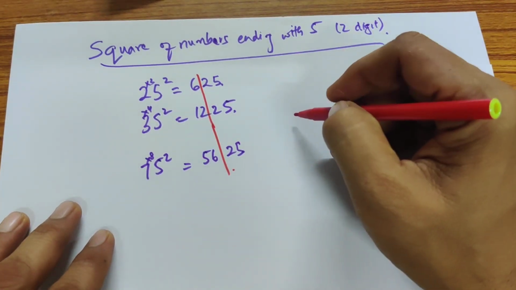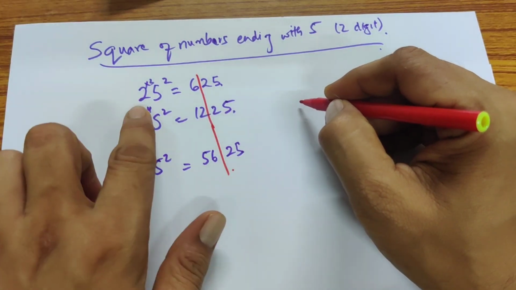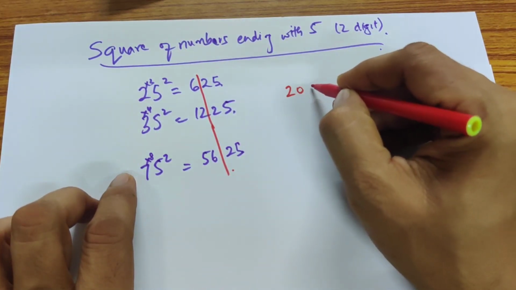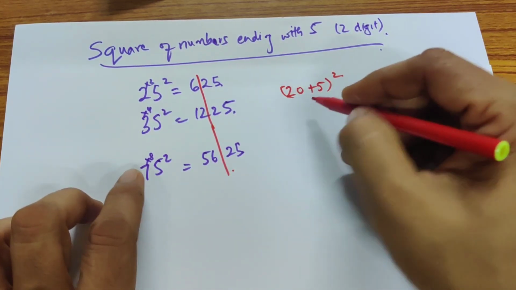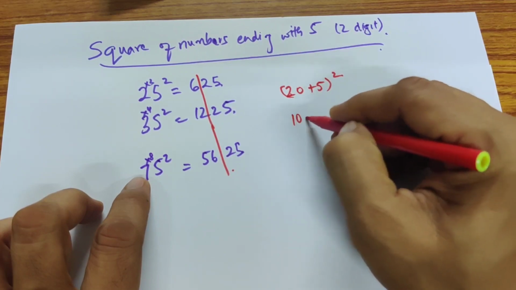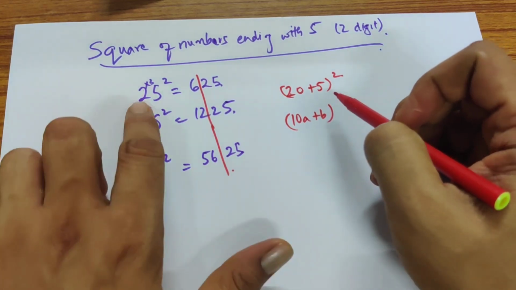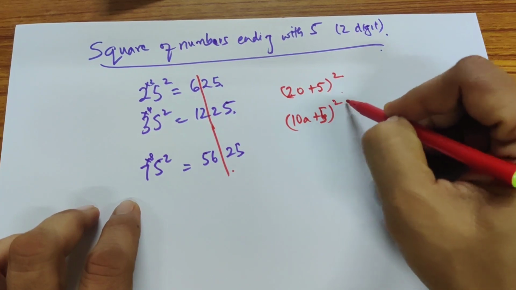If we take the same thing, this is a 2-digit number. The first digit is in the tens place, so it's 2 tens. So this is actually 20 plus 5, squared. If I look at it as the first digit a, then it is 10 times a plus the second digit b. For 25, this b is always 5. So it's (10a plus 5) whole squared.